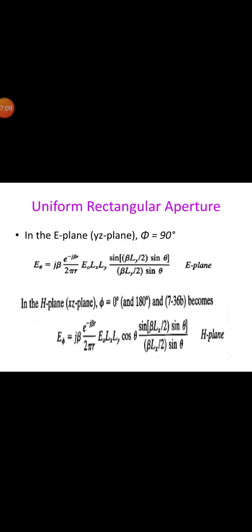So in the E plane, phi is equal to 90. When you substitute this value, then E phi will be j beta into e power minus j beta r by 2 pi r into E naught Lx Ly sin of beta L by 2 into sin theta by beta L by 2 into sin theta. So in the H plane, the E phi can be written as the same equation, but the cos term becomes 1.